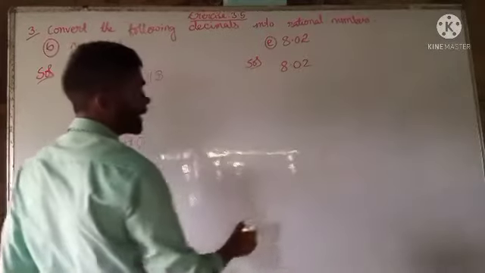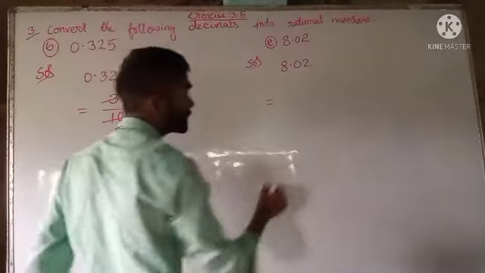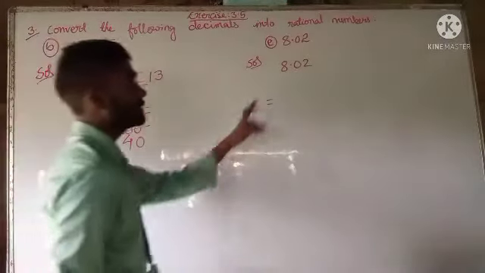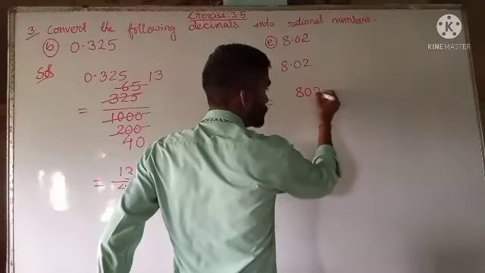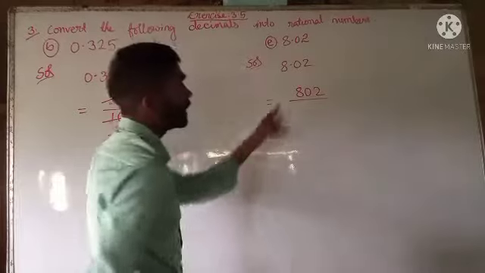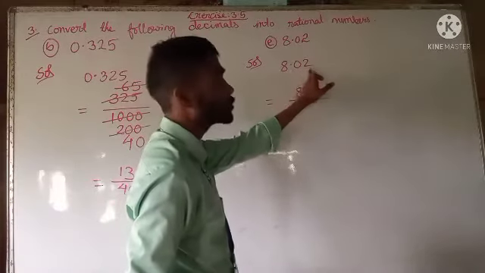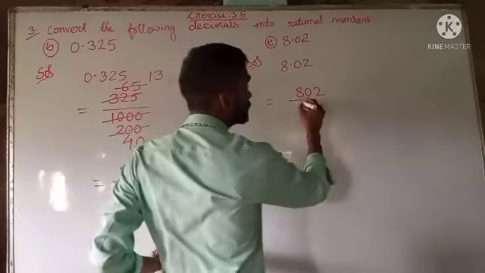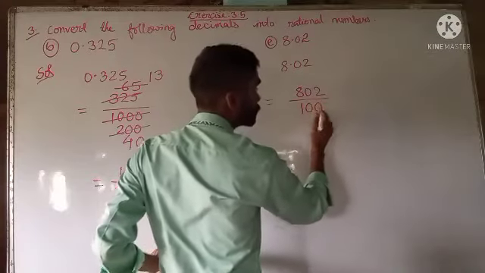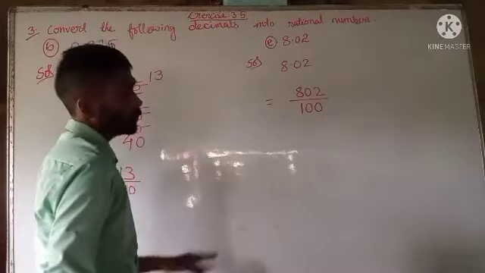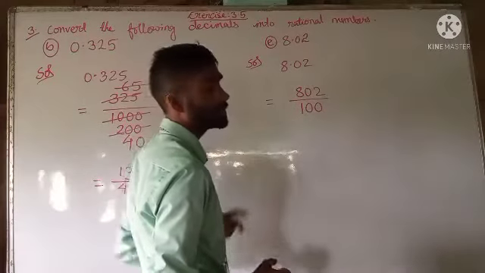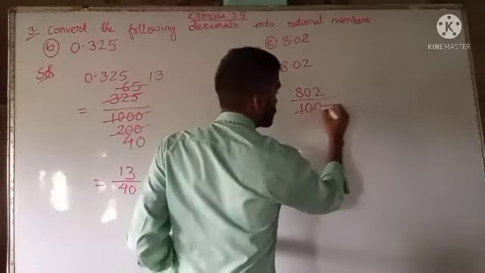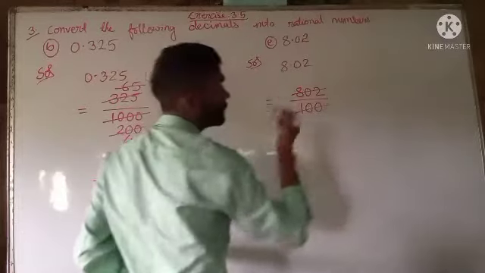8.02. So 8.02, first we will convert this one. Here we can write 802 divided by 100, since after the decimal point there are 2 digits, so we write 2 zeros. Now we will cancel by a common factor by which both numbers are divisible. Both numbers are divisible by 2.